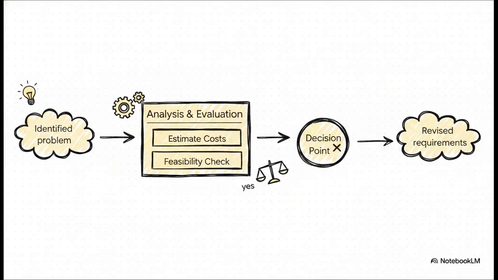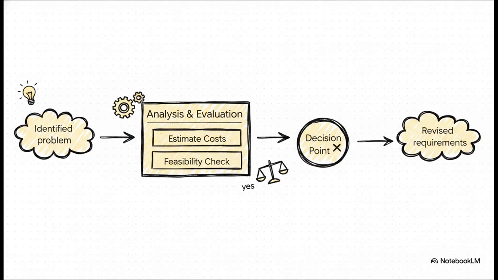Okay, so we've planned for change, we've got our unique IDs, and we have our specialized tools all set up. Let's look at how we actually execute a change when a request comes in. The diagram here shows the pipeline of an identified problem moving through 3 distinct stages until it finally emerges as revised requirements.